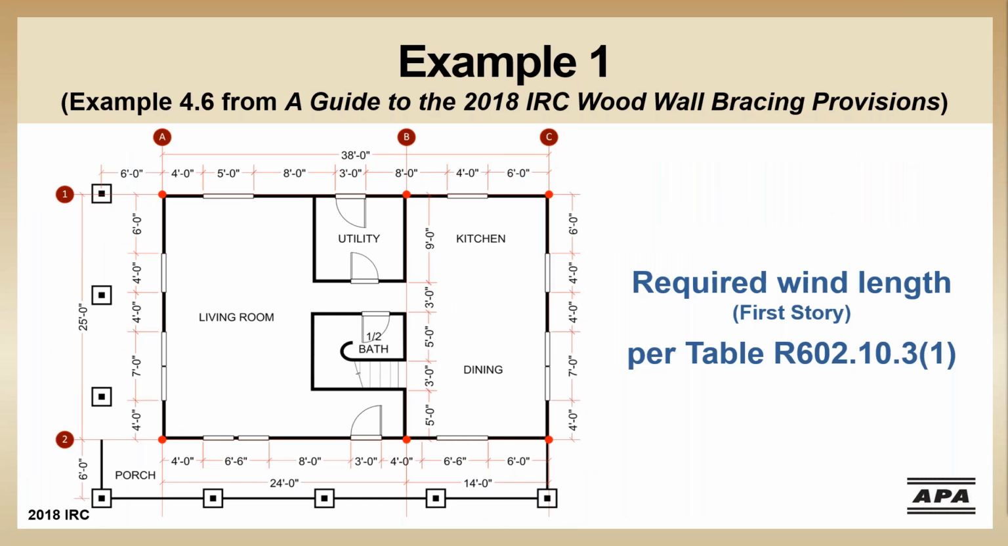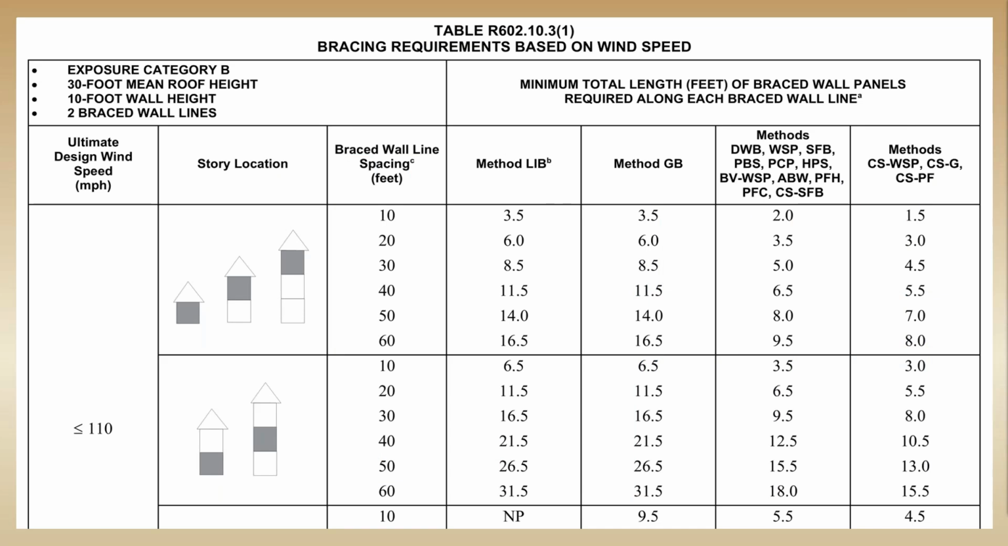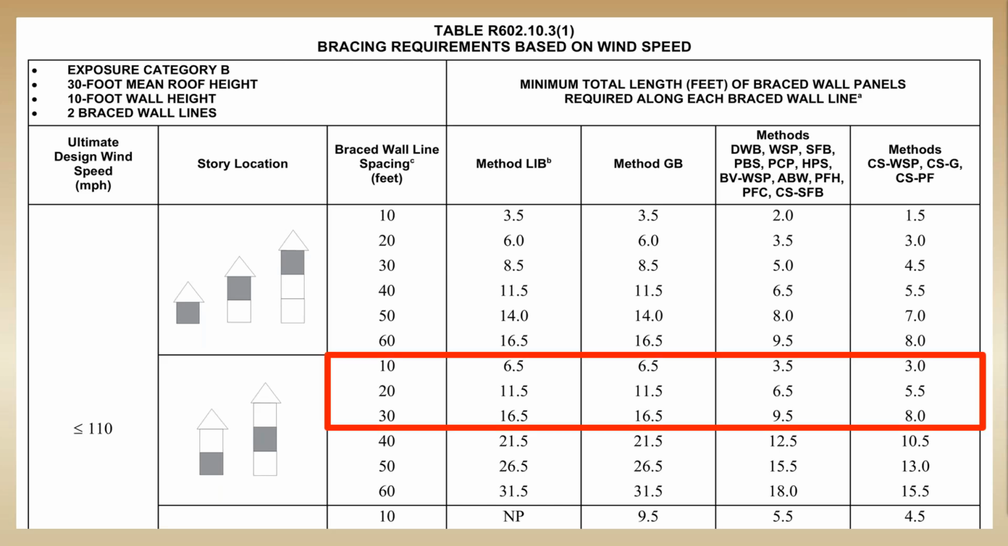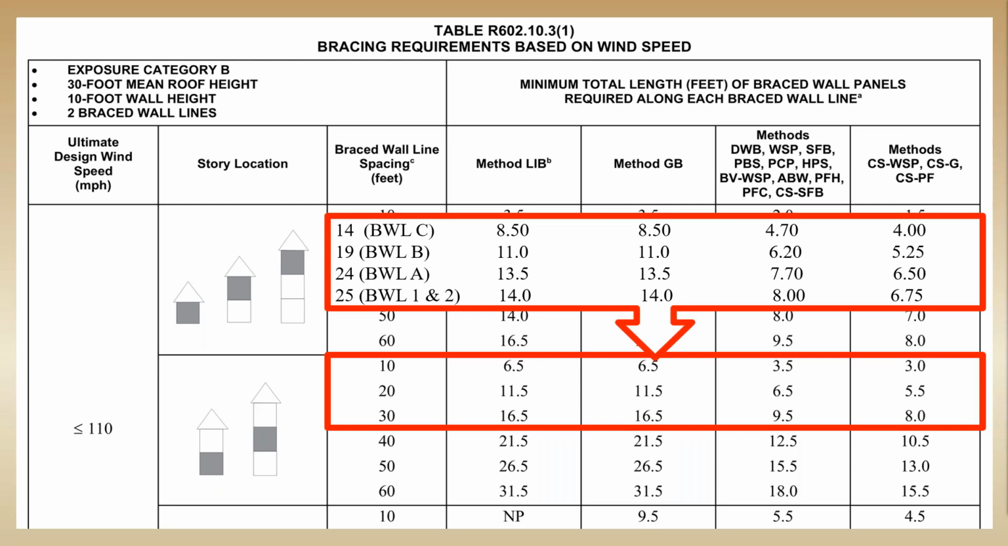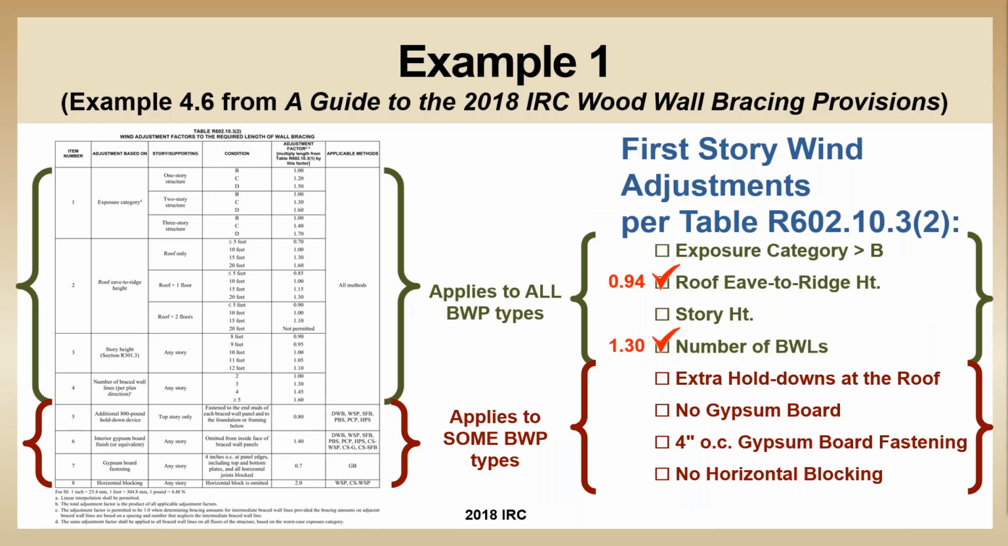So now we're going to do the same exact thing, but for the lower floor. We're going to go back to the same table, that's R602.10.3(1), and we're going to the next section down. And same thing, use interpolation to get base values, which we've got here. And then we're going to go back to the adjustments.